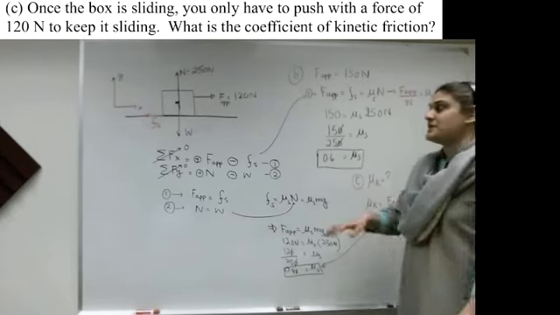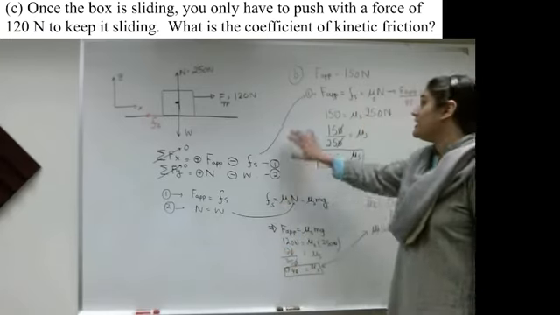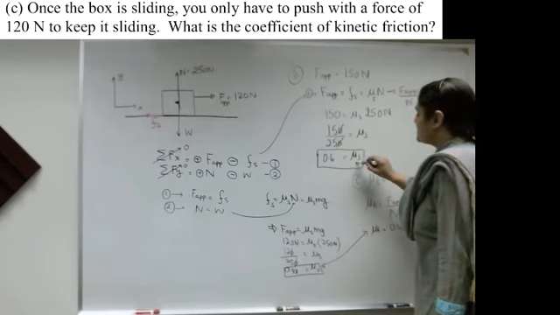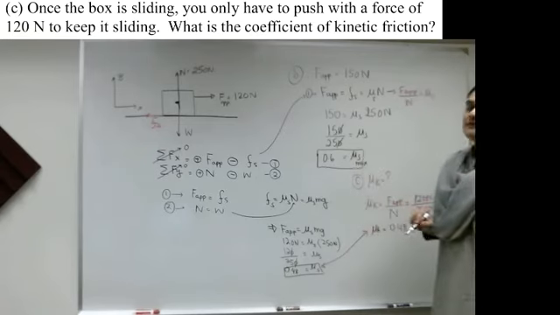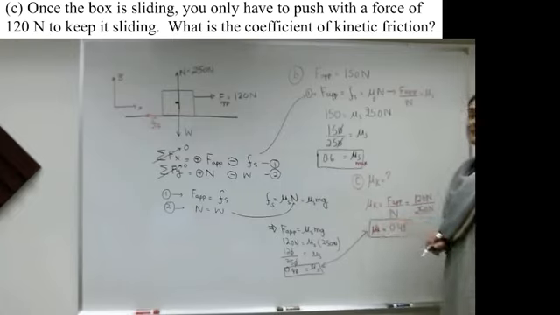But what is the difference? The difference is, at this point it was not moving, it was static. This is the maximum static coefficient, and this is the coefficient of friction once the object starts to move.